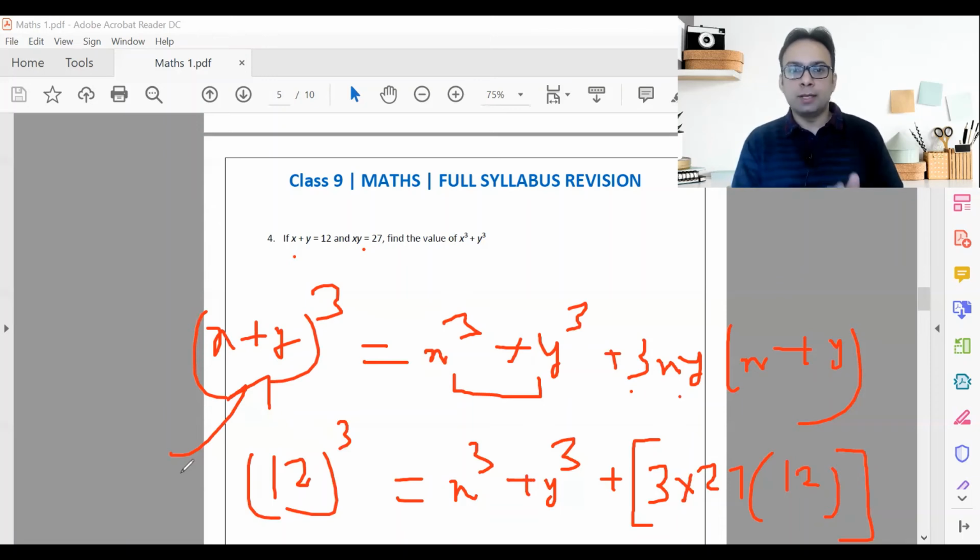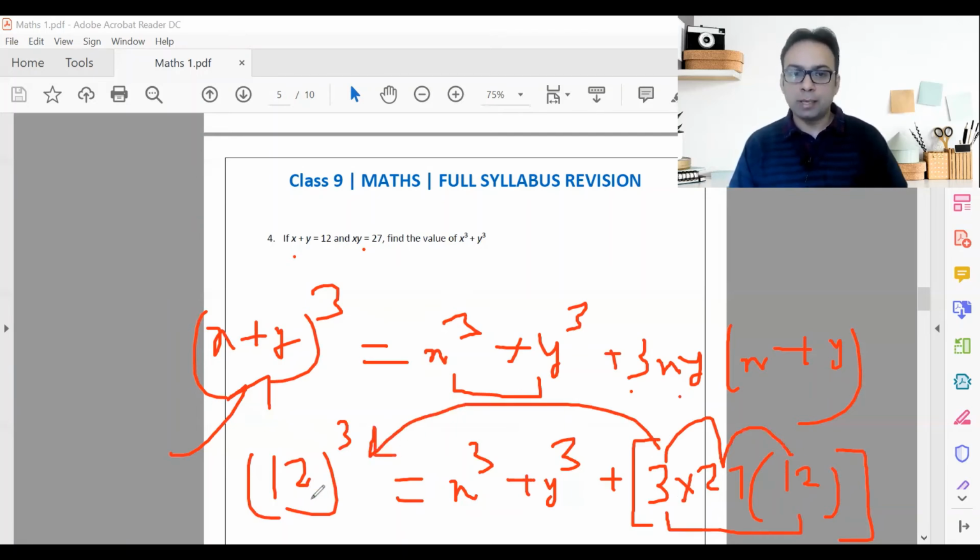All the values are very clearly given. We just put in the values. Now, can we simplify 3 into 27 into 12? This is one single term, so we will multiply it together. Take that to the LHS and subtract it from 12 cube. This is 1728. Subtract both the values, and you will get the final answer, which is x cube plus y cube.